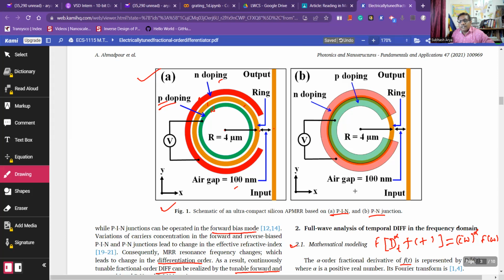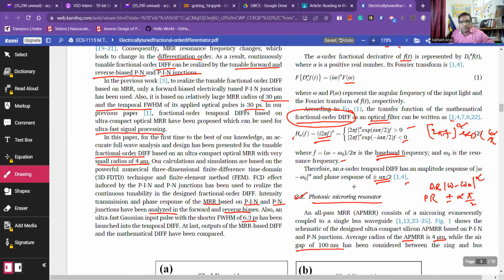And here PN junction. Earlier it was the ring, now it is a junction. So depletion junction. Inside we have P and outside we have N. So PN, and they are forming a junction here. Again, in both cases, the radius is 4 micrometer, gap is 100 nanometer between this ring and the waveguide. So structure is okay. Now let us see figure 2.